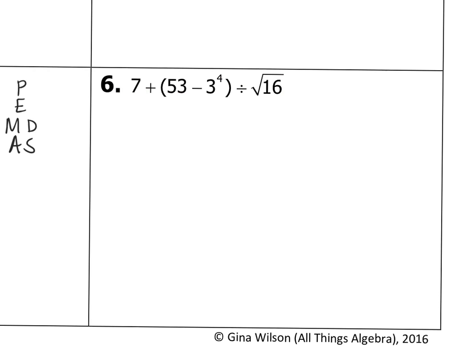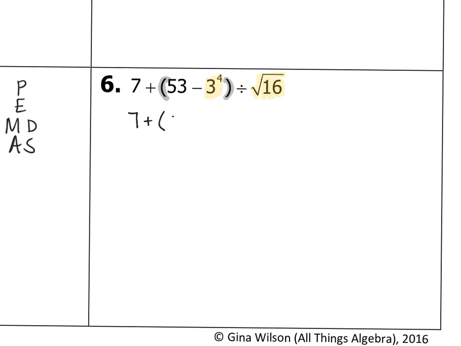In this last example, we've got quite a few operators. My eyes are coming over here to the parentheses, and inside this parentheses, I have a number in disguise, 3 to the 4th power, which I need to take care of. I also have another number in disguise, which is the square root of 16. So let's go ahead and take care of those first.